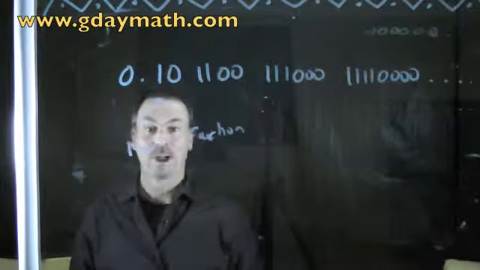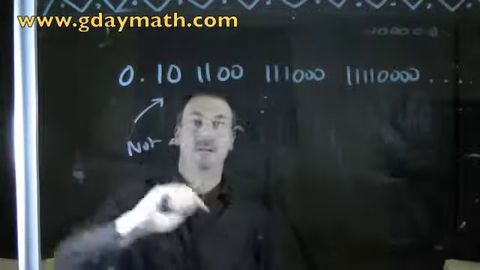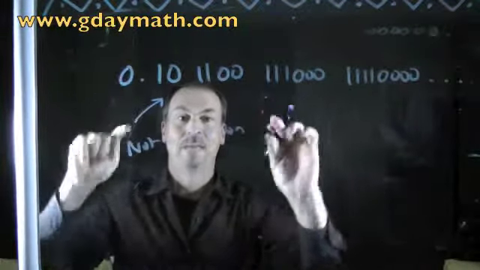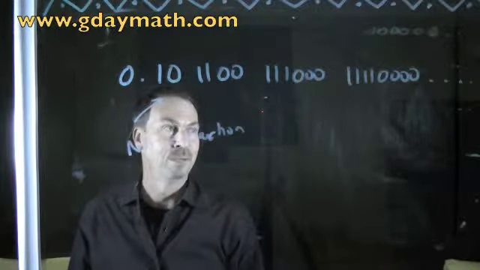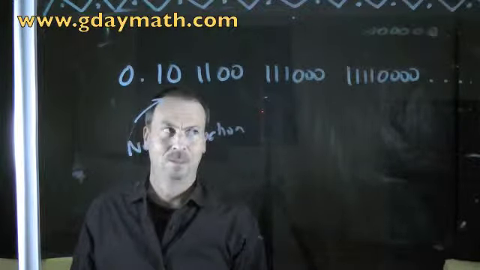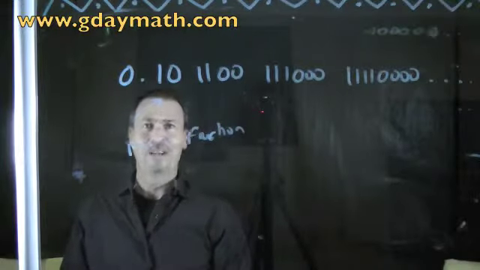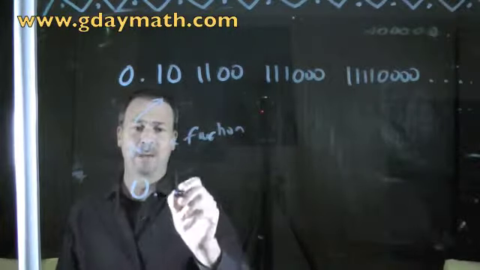This guy cannot be a fraction because we just proved that every fraction has a repeating decimal. This guy does not have a repeating decimal, therefore it is not a fraction. We've just discovered the existence of irrational numbers through this work. Whoa. In fact, now you can have lots of fun. Here's another irrational, let's make one up.